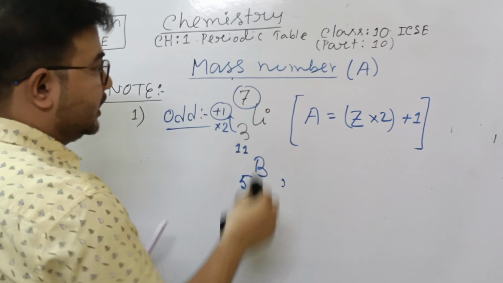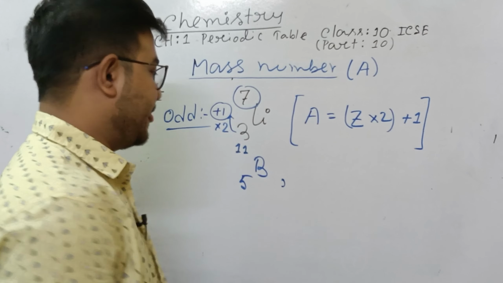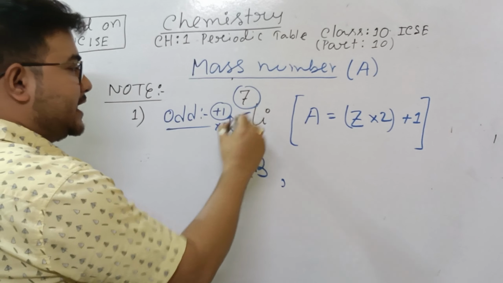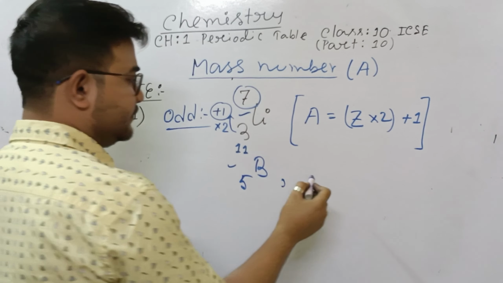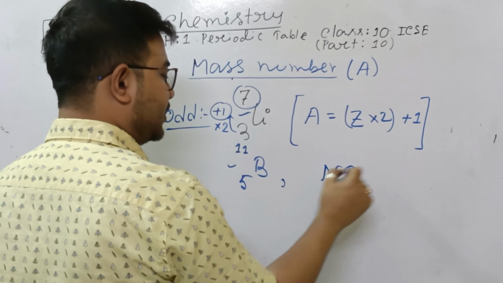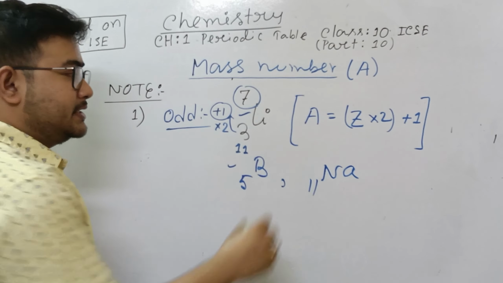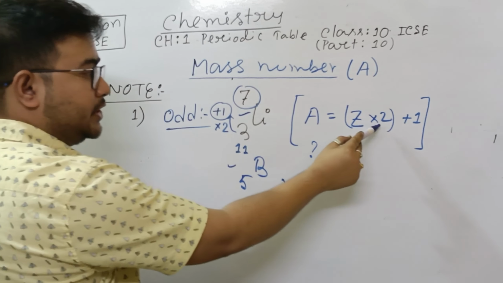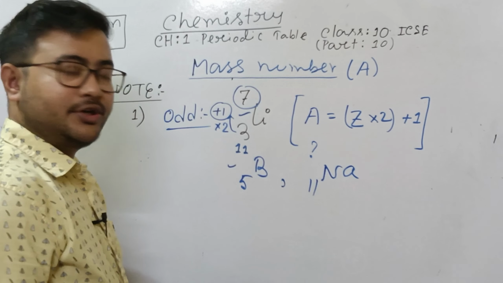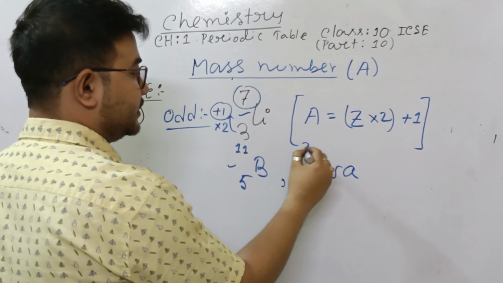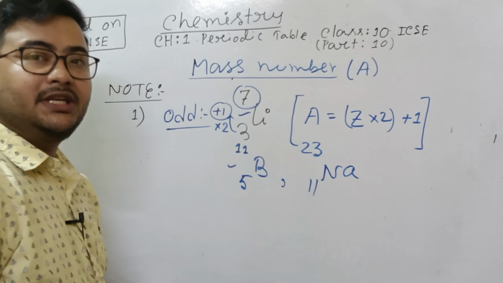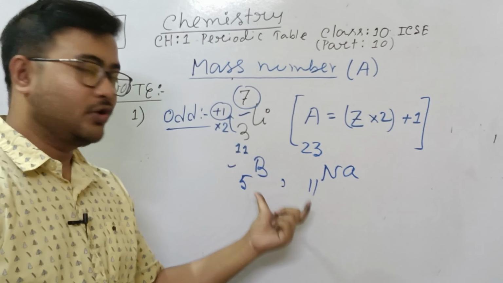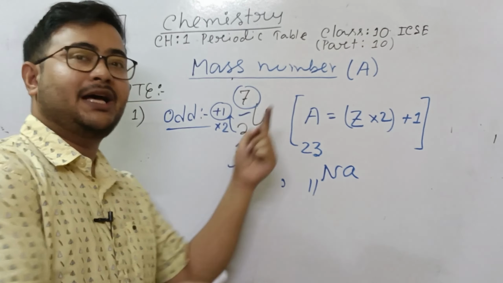Note down this formula, Z into 2 plus 1. You can memorize any one or two; it is enough, or give the example. Now, if I want to give another one, tell me what is the mass number of sodium? 11 means odd number. So into 2 plus 1: 11 into 2, 22 plus 1, 23. So in case of even number, just multiply by 2. In case of odd number, multiply by 2 plus 1.